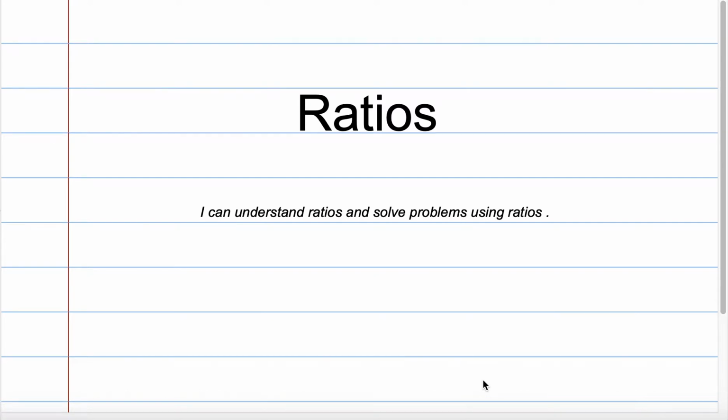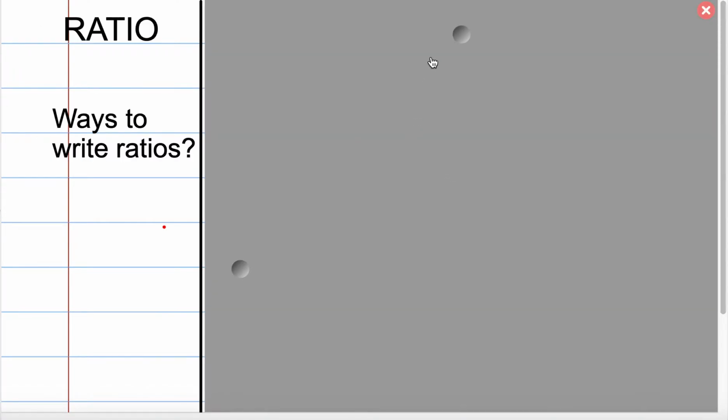I can understand ratios and solve problems using ratios. So write ratios on the top of your paper and draw your line down. So let's take a look at what a ratio is.